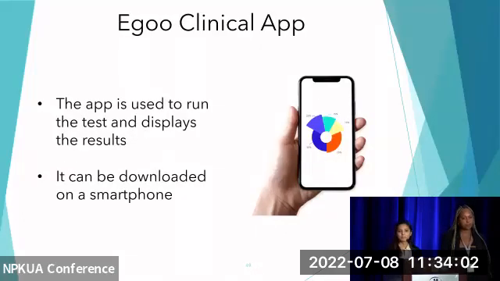Then the final component of our system is the clinical app. This app can be easily downloaded on a smartphone, and it operates our Egoo analyzer, but you can also see your results at the end of the test on the app. For the Phe test, you get a precise value in the form of micromolar per liter, and that will be displayed on your smartphone, and it can be saved. So you can actually keep track of your results.